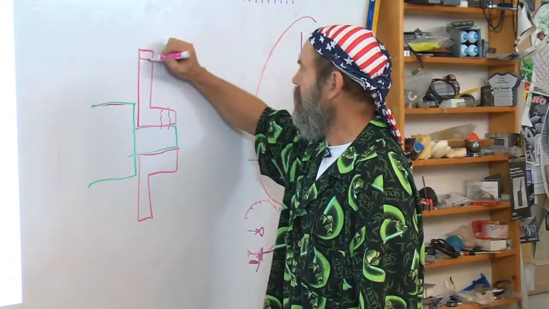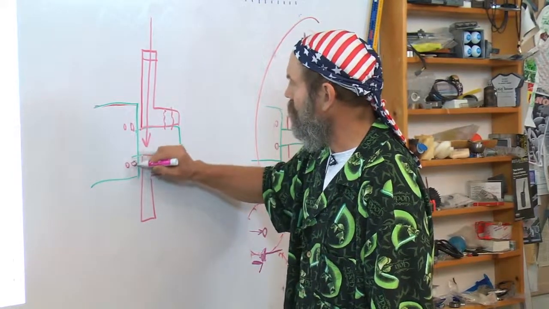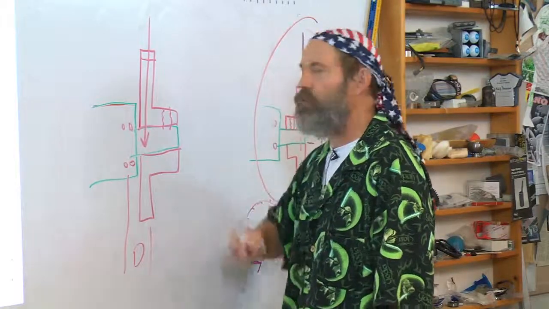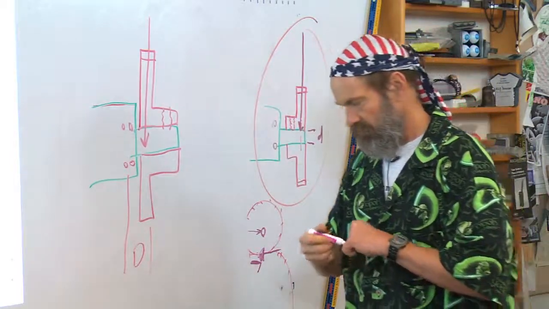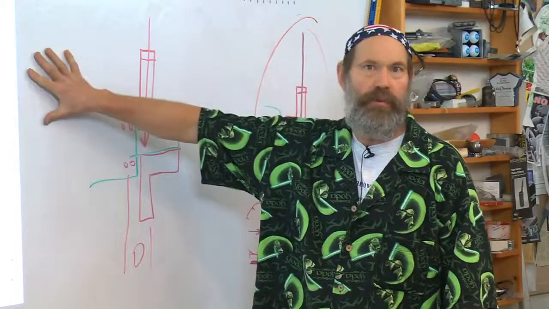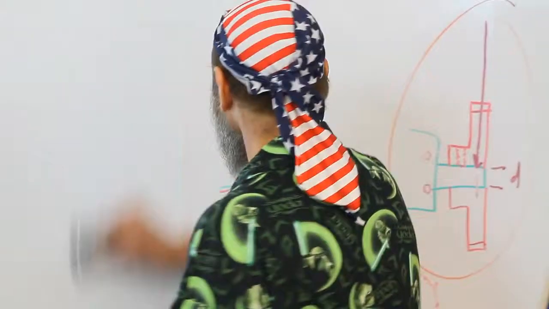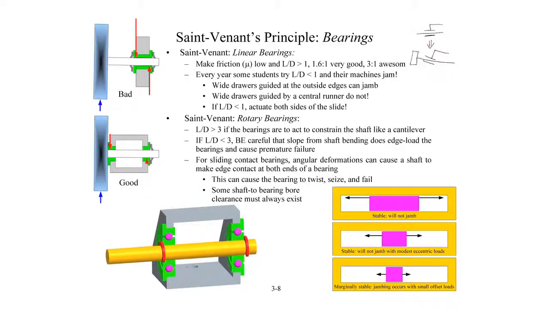Here's the attachment. Here's the gear tooth. The forces come through here. Here are the bearings in the motor. Look, the bearings in the motor are one diameter away from the force. The bearings now control the force. That's how you apply St. Venant's principle. Let's look at it in detail, how you do this if you're designing a drawer slide.